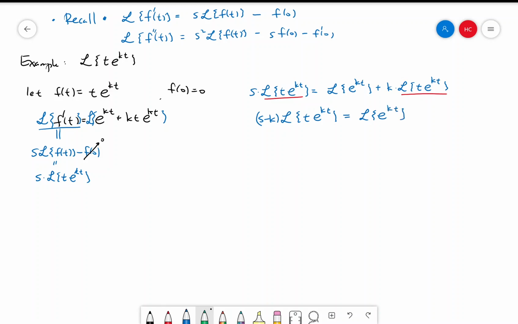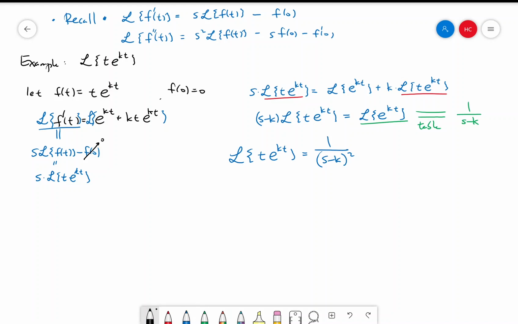But we know what this is. According to the table, this is equal to 1 over s minus k. And that's it. Dividing by s minus k on both sides, we get that the Laplace transform of the function we are looking for is equal to 1 over s minus k squared, with no integrals at all.